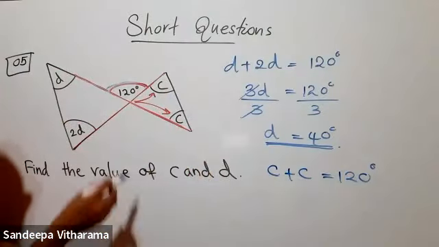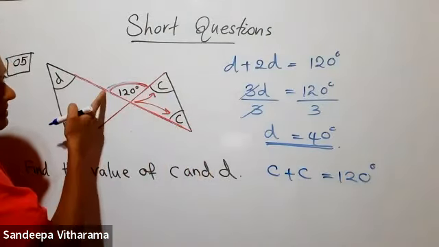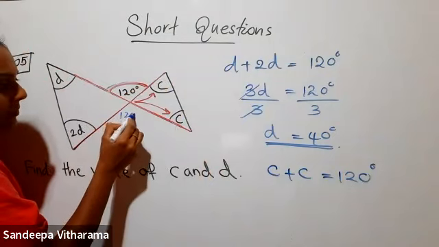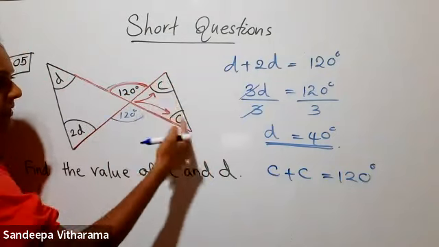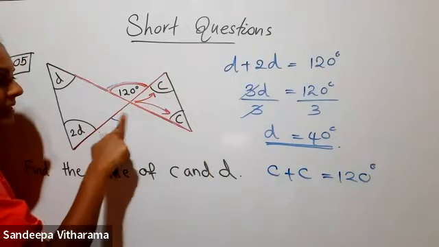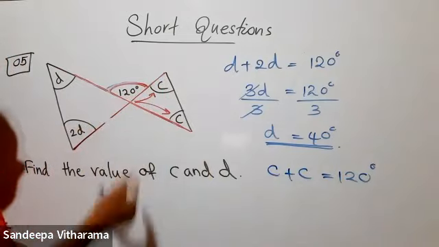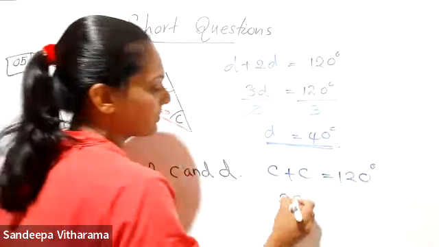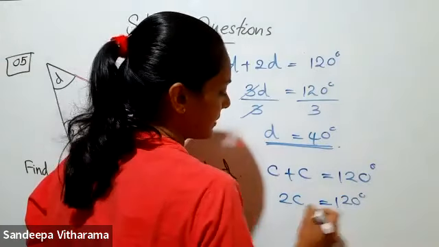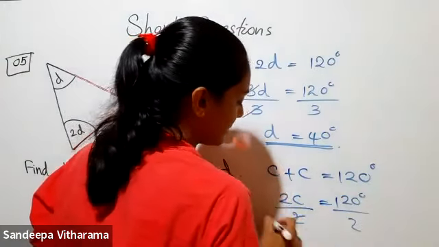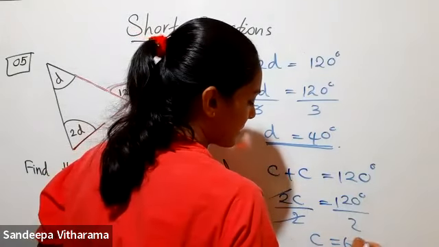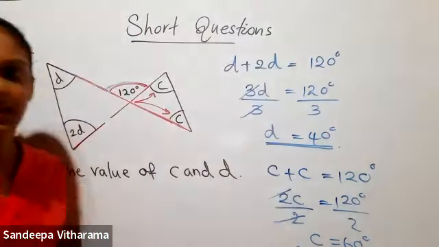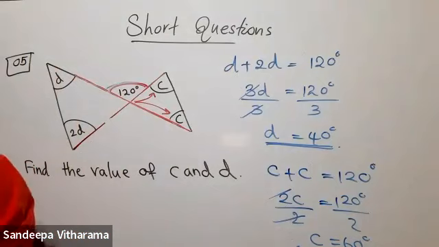Otherwise you can take it from the other side. You can produce this side, or here vertically opposite angles are formed. Even if you extend it from that side to here, it is also fine. But that is not necessary. You can take it from here itself. Then 2 times C equals 120, divide both sides by 2. C is equal to 60 degrees. Angle C equals 60 degrees. Okay. After you identify the relationship, actually it is very easy.